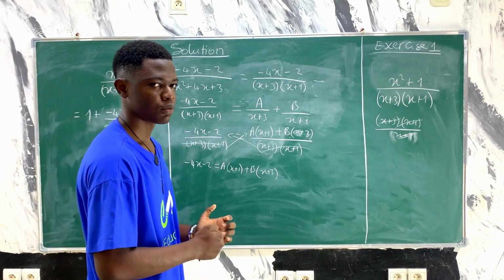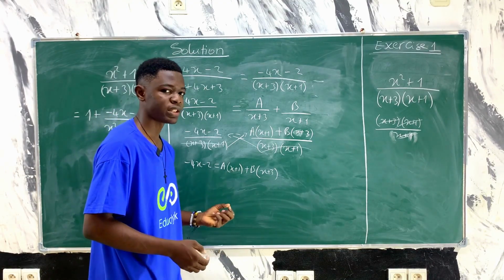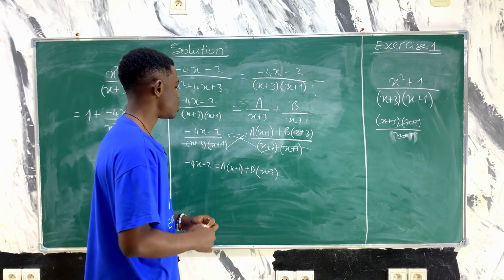substitute values because I'm saying that just by letting this be minus 1, A will go. Just by letting this be 3, B will go. Be minus 3, B will go. So I can choose to substitute values.